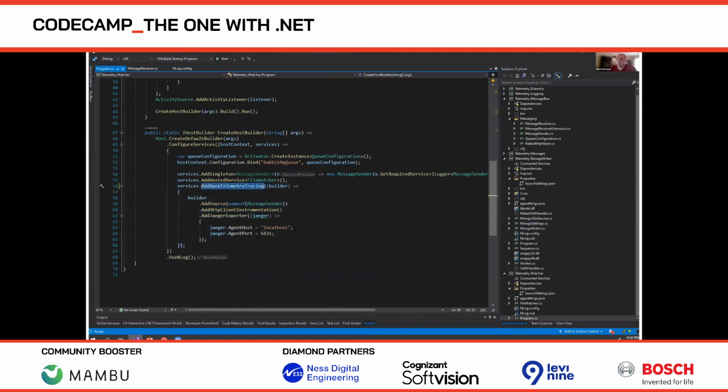You add OpenTelemetry tracing as a service, and inside you add your sources, add your instrumentation sources. Out of the box, you can use HTTP. You can have .NET Core, you have gRPC, and so on. We are not using that. You can use your custom one, which is the RabbitMQ for us. You have your exporter here, and you're basically kind of done.